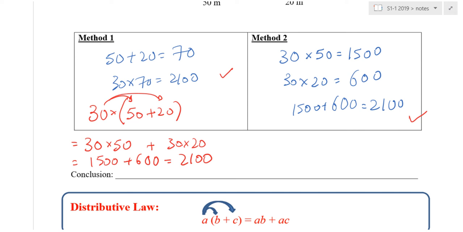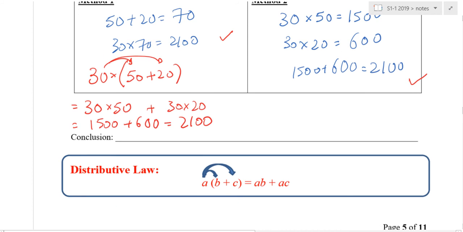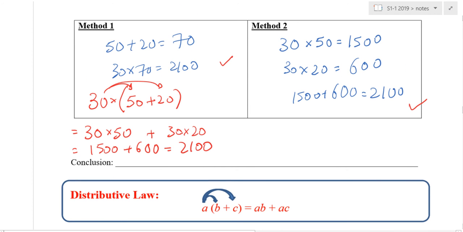Alright, so in conclusion, we can say that this is the conclusion, basically what I wrote in red, so I write again. 30.